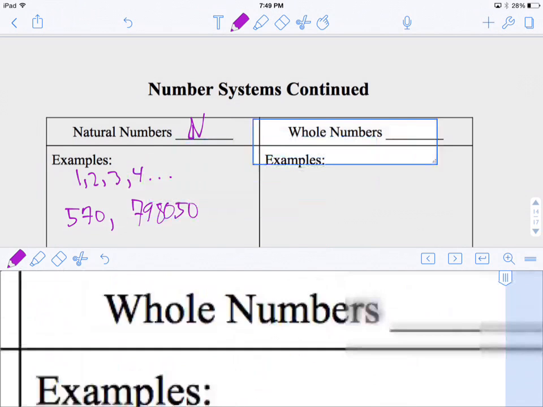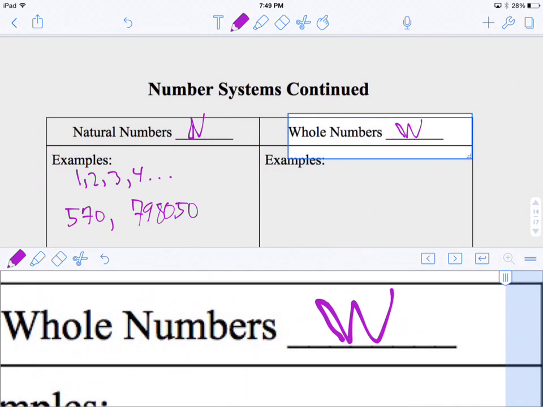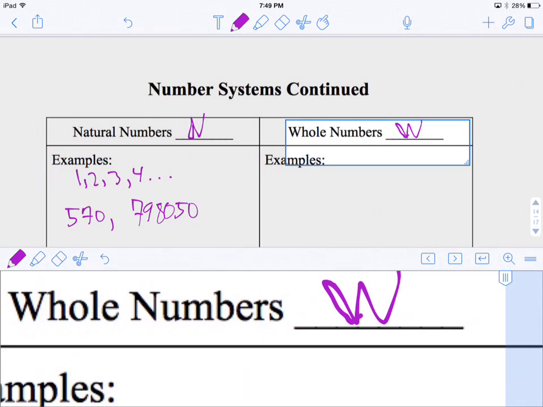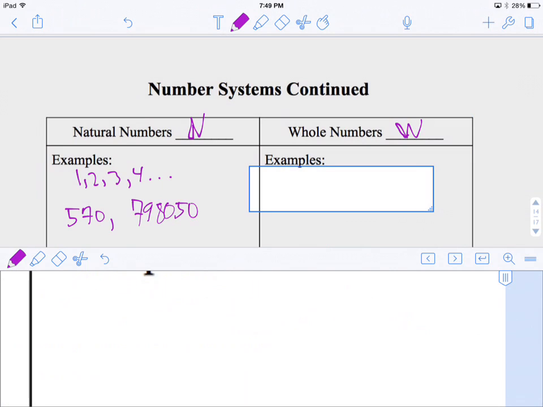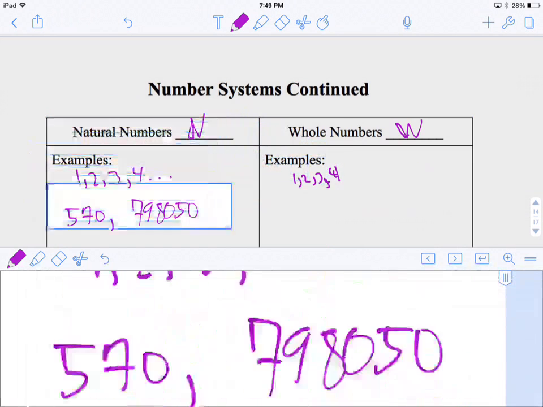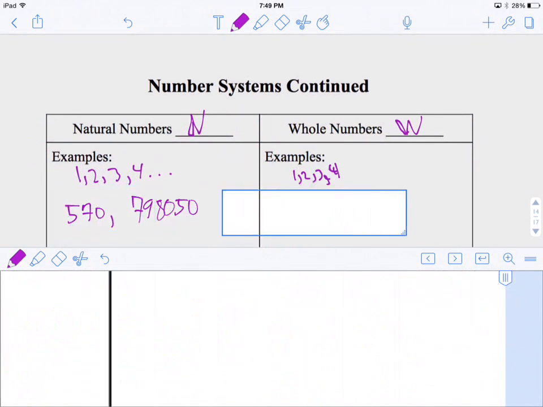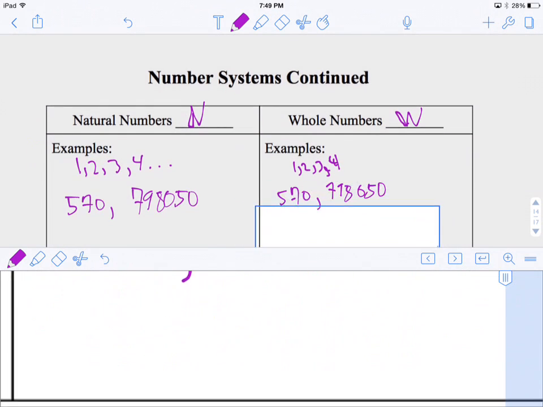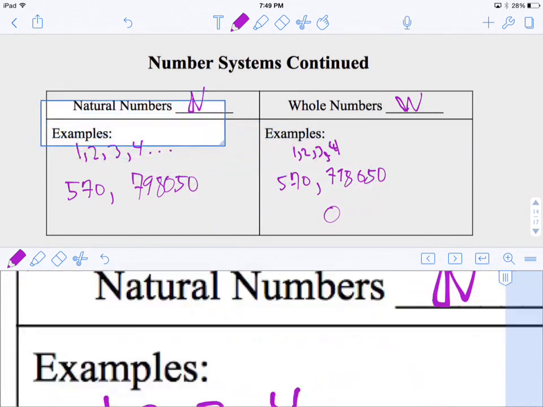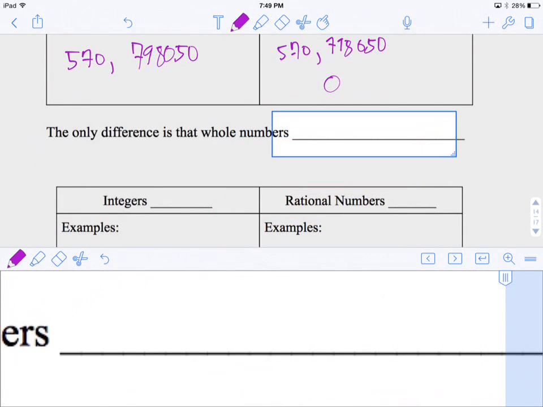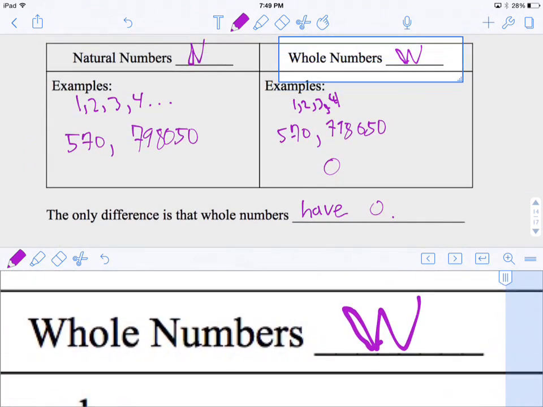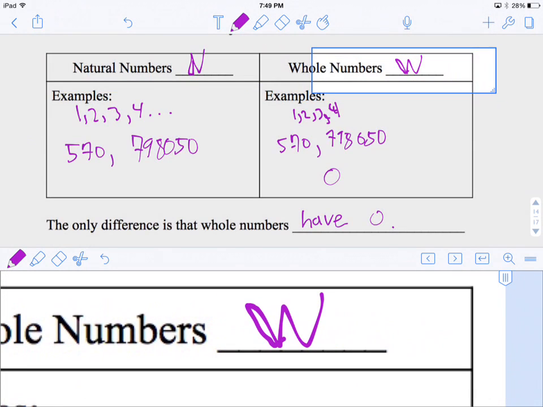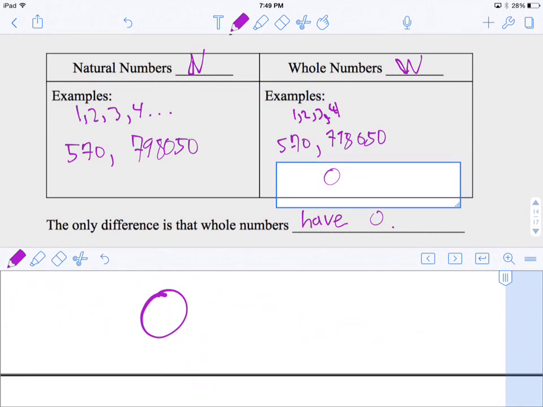Whole numbers are usually denoted with this capital W with the little line. Not talked about very often. They still have all of those, so they still have 1, 2, 3, 4. Remember we talked about how the natural numbers are a subset. So we have all of those. We have that 570 in here. We still have the 7, 9, 8, 0, 5, 0. But we also have 0. Natural numbers do not have 0. Whole numbers have 0. So the only difference is that whole numbers have 0. When you say whole numbers in class, what you mean by whole is not a fraction or a decimal, but really you have to be careful.